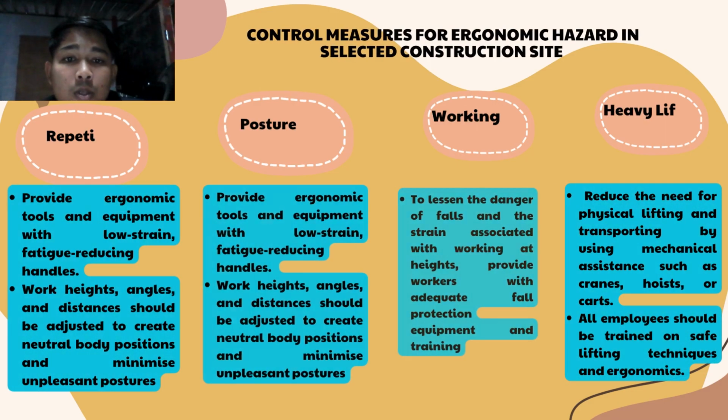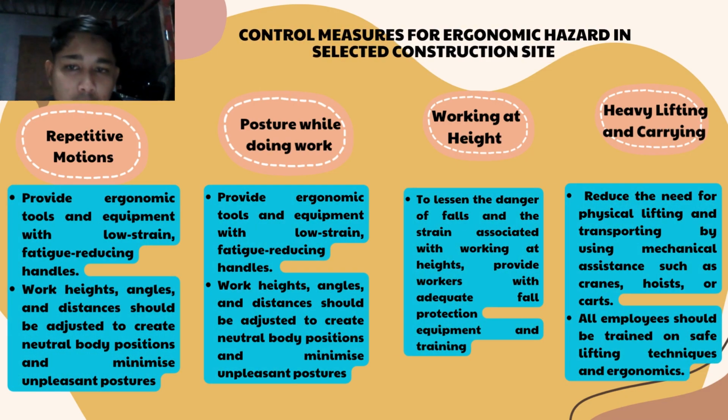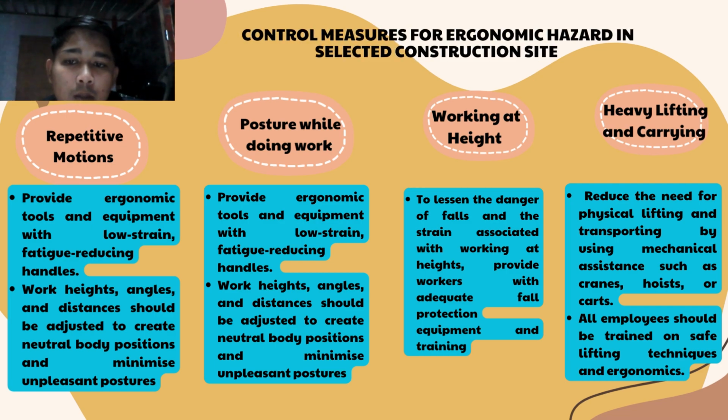Next is control measures for ergonomic hazards in selected construction sites. The first is repetitive motions. For repetitive motions, provide ergonomic tools and equipment with low strain, fatigue-reducing handles. Work height, angles, and distance should be adjusted to create neutral body positions and minimize unpleasant postures. Next is posture while doing work. First, provide ergonomic tools and equipment with low strain, fatigue-reducing handles. Second, work height, angles, and distance should be adjusted to create neutral body positions and minimize unpleasant postures.